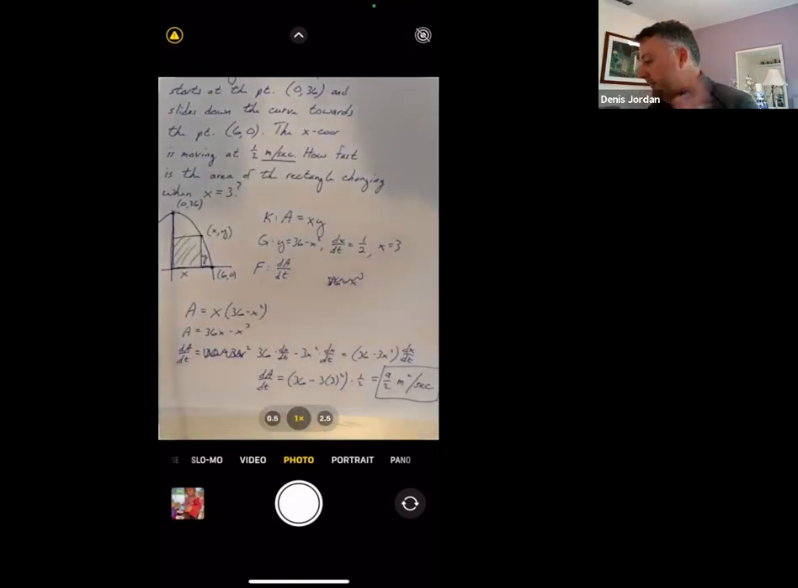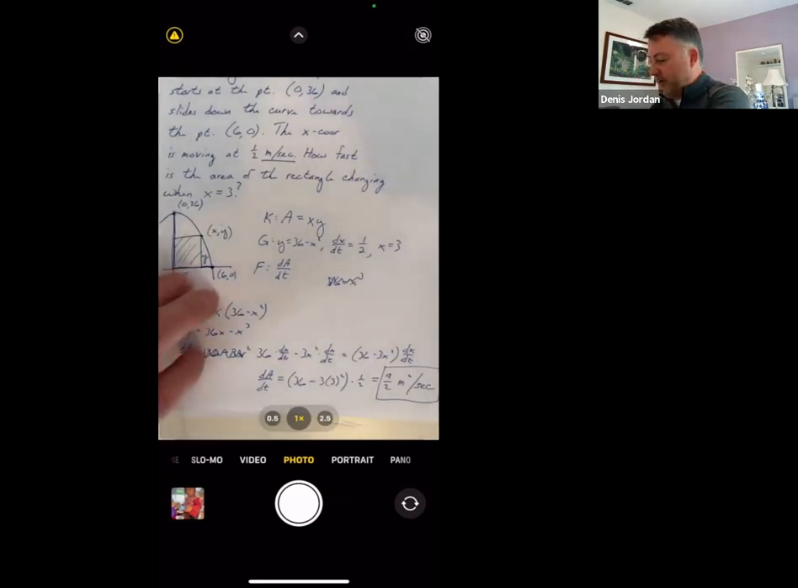So it just kind of depends on the situation and your values, and it can come out as a positive or a negative. All right.